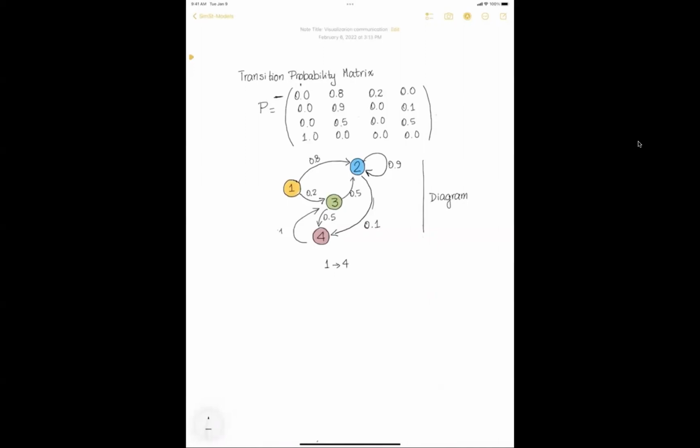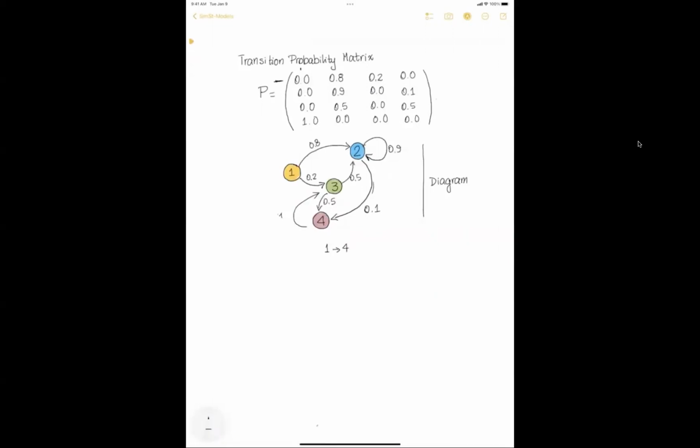Well, we could go from 4 to 3. Actually, we can only go to 3. From 3, we could go to 2 or to 4 again. But if we go to 2, there's no arrow pointing back to 1. So in this diagram, as simple as it is, I'm changing just a tiny little thing. It turns out that 1 is not accessible from state 4. So what this means is that in this case, not all states communicate with each other.